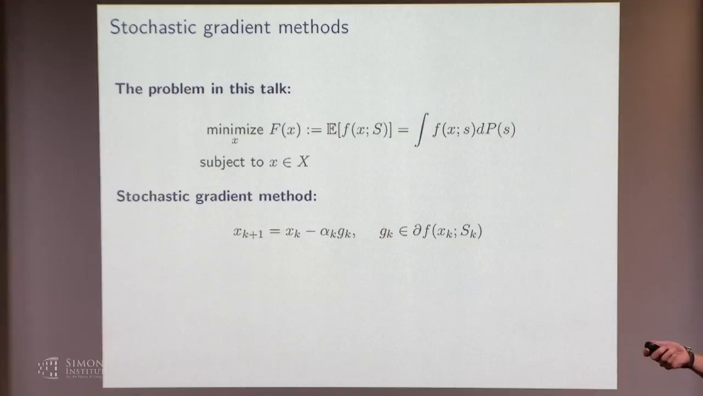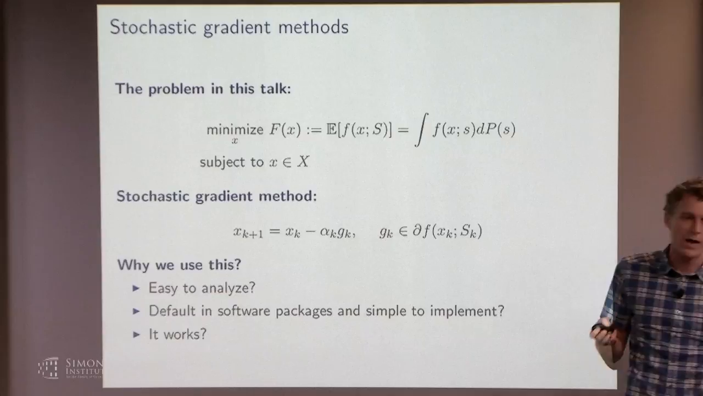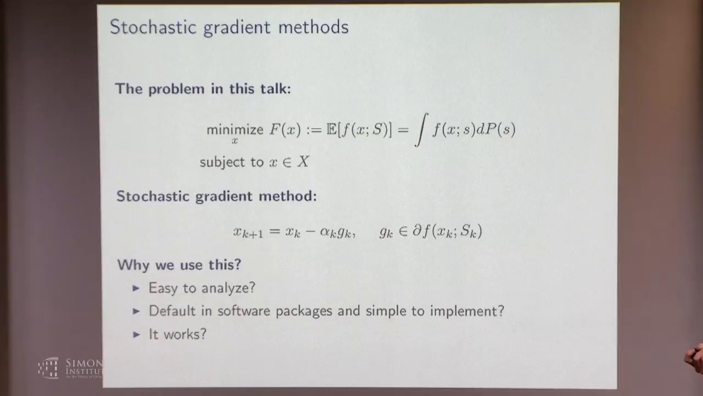So now, let me ask three questions. Basically, why do we use this method? I think one reason we might use it is because it's easy to analyze, and we like things that are easy to analyze. Another reason, honestly, I think is a big reason we use it, is because it's the default in TensorFlow and PyTorch. So you're like, oh, I opened up PyTorch and boom, it worked. Another reason is that it works.